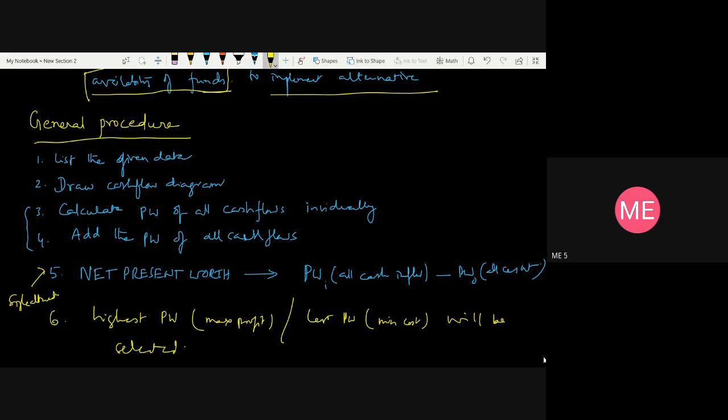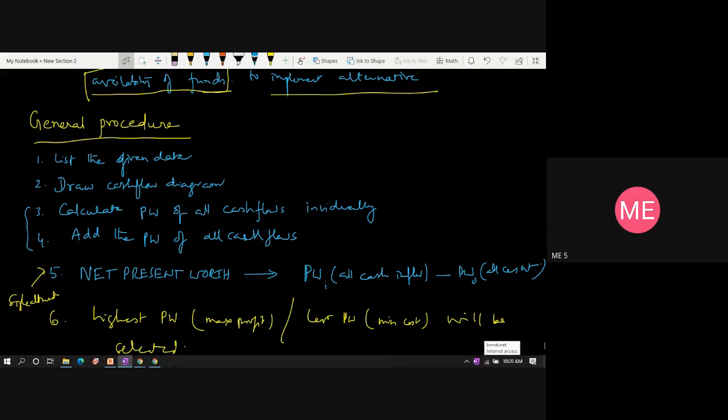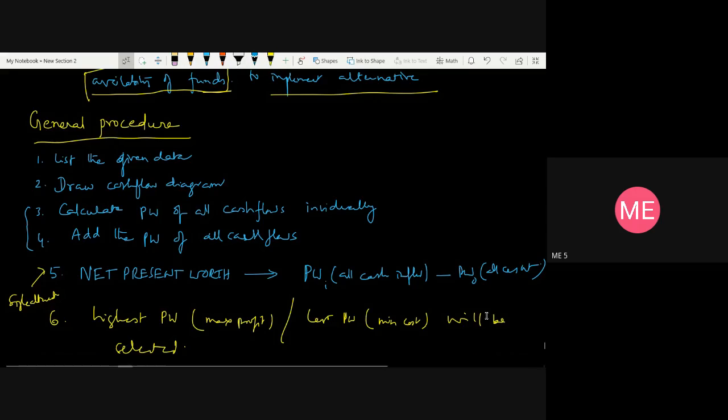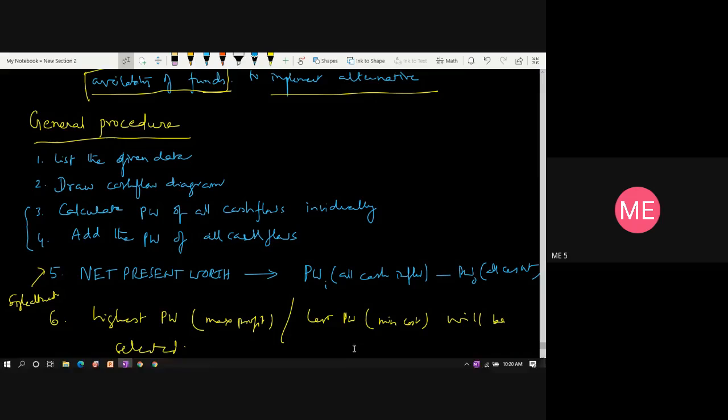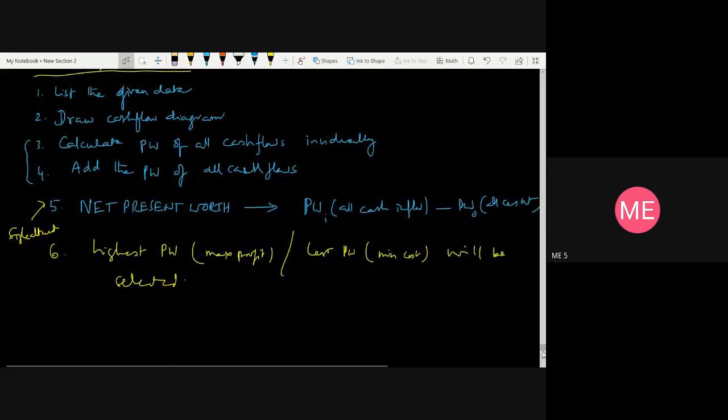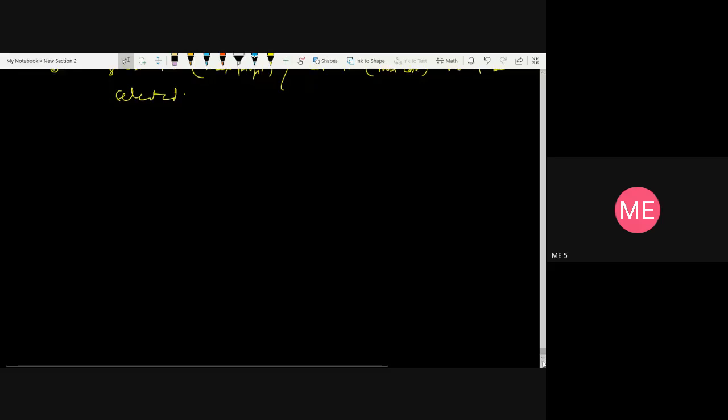So, for example, we have a different service life. Of course, we can take one example here, which calculates the present worth of two alternatives. We'll take one example and we'll close this, so that you can understand what the present worth comparison is, right?